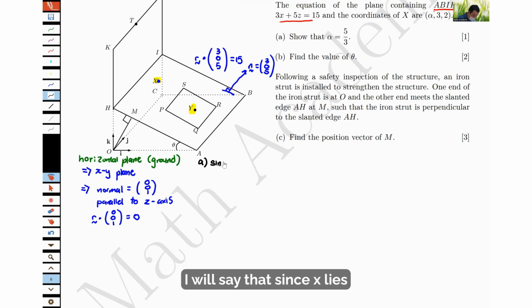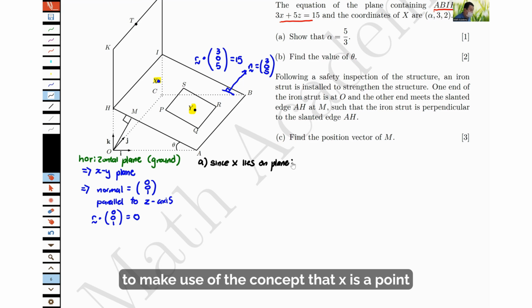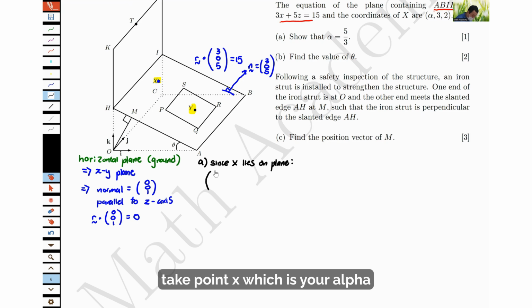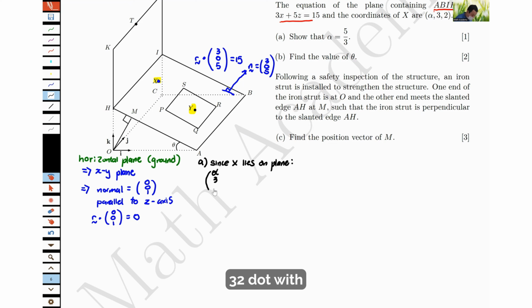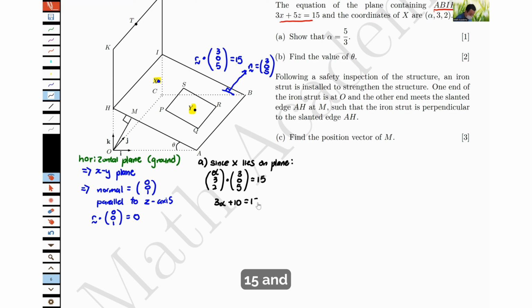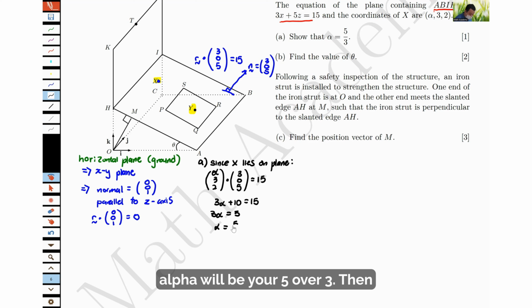So I will say that since X lies on the plane, I'm trying to make use of the concept that X is a point on the plane. Any point on the plane, remember, you sub into r, it must give you 15. Okay, so we will take point X, which is your (alpha, 3, 2), dot with (3, 0, 5) is 15. So we can expand: 3 alpha plus 10 equals 15. And alpha will be your 5 over 3.